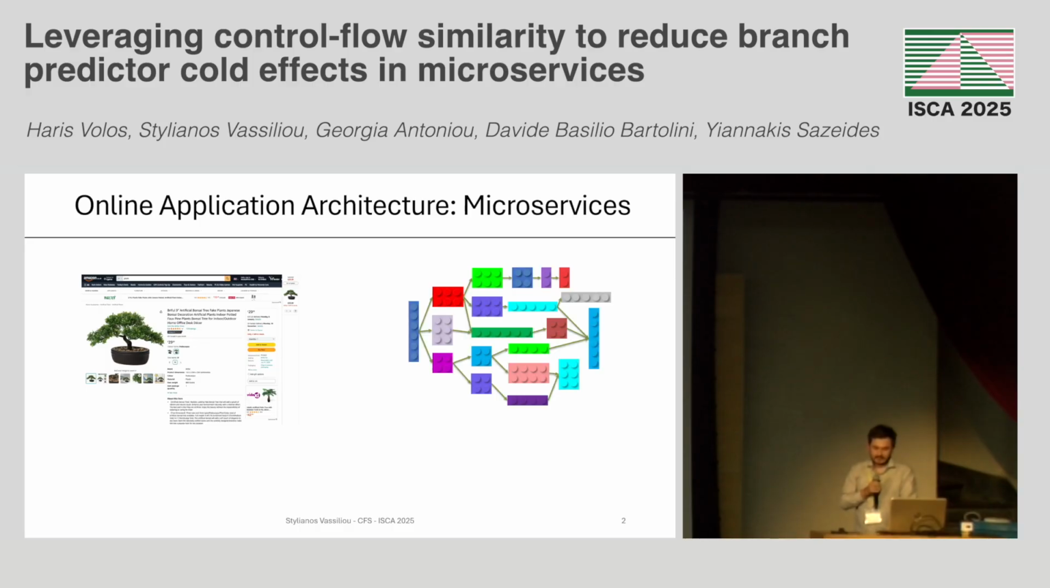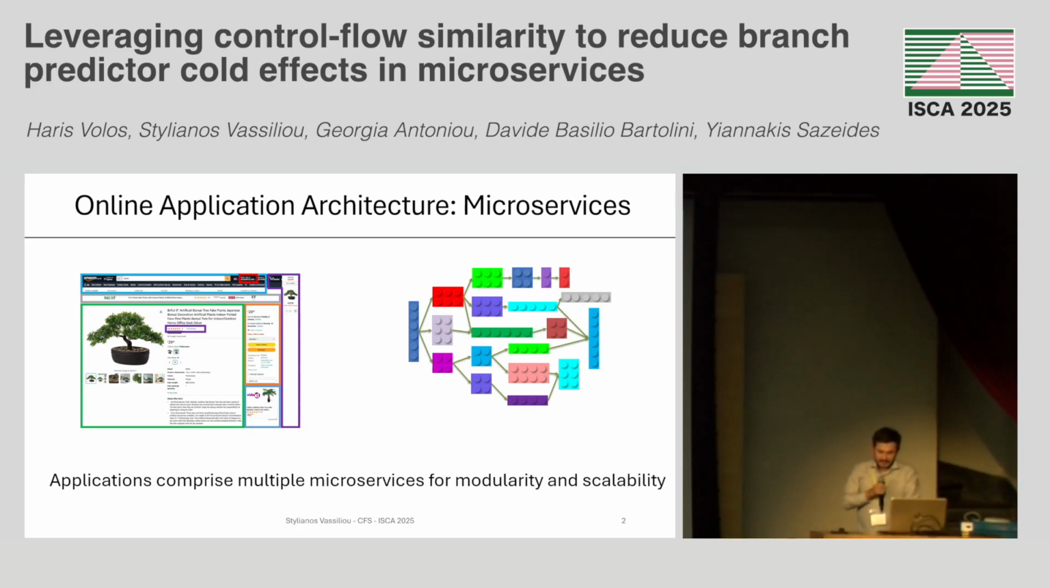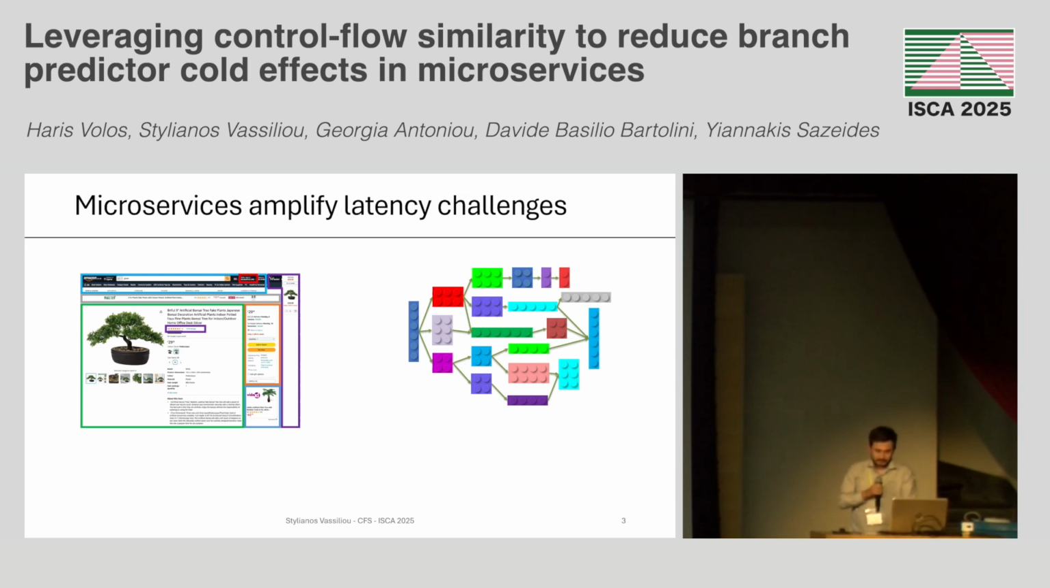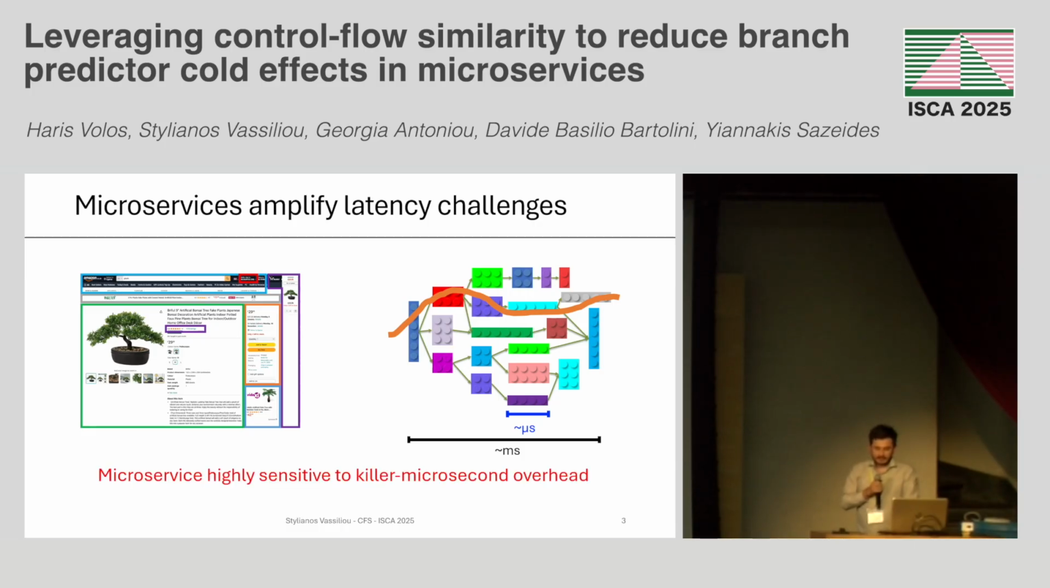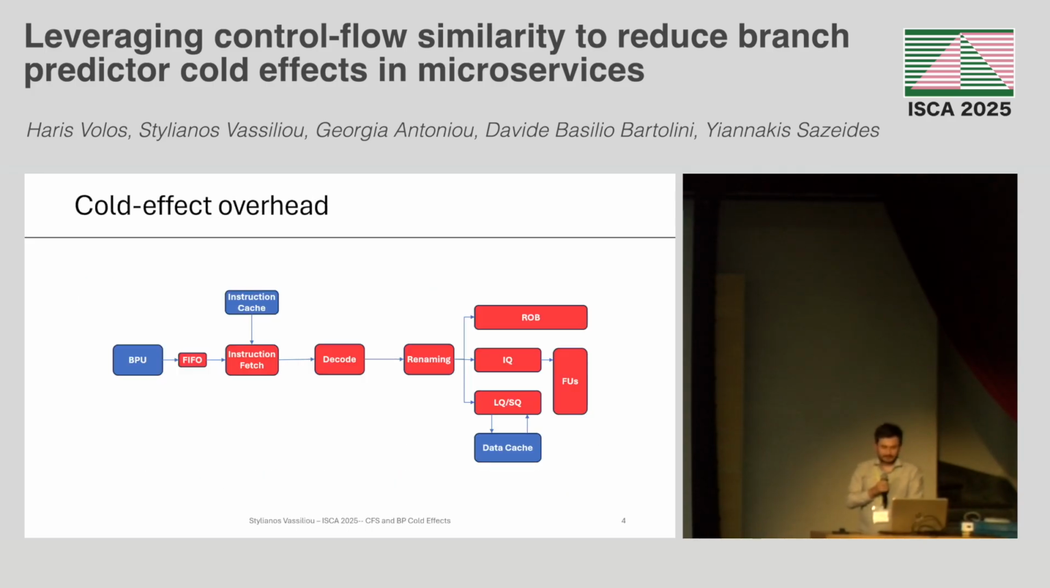Many companies have moved away from the monolithic architecture to microservices, using it to implement many different online applications such as e-commerce platforms. This makes such applications a collection of services that can be developed and scaled independently and communicate via the network. Microservices have tight time constraints, and so each process needs to take a few microseconds, making them sensitive to added overheads. One such overhead is the cold effects.